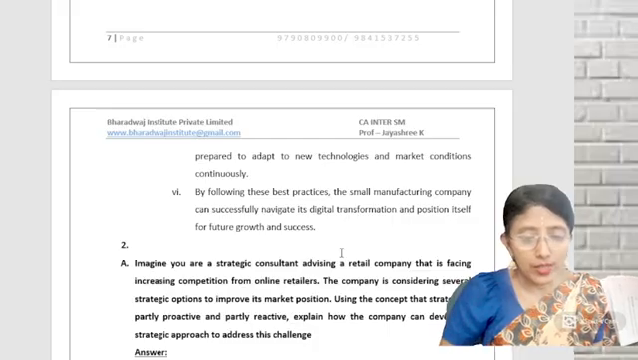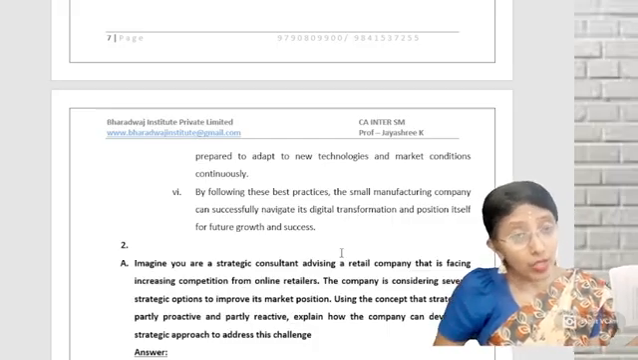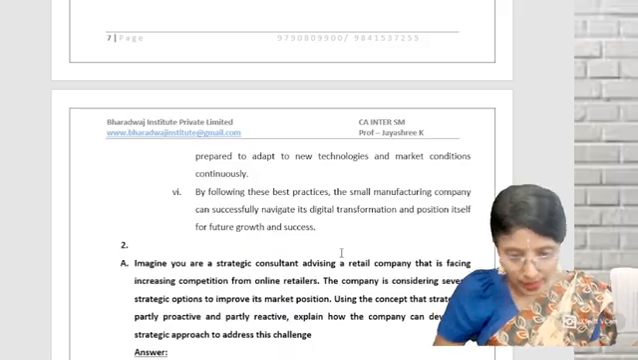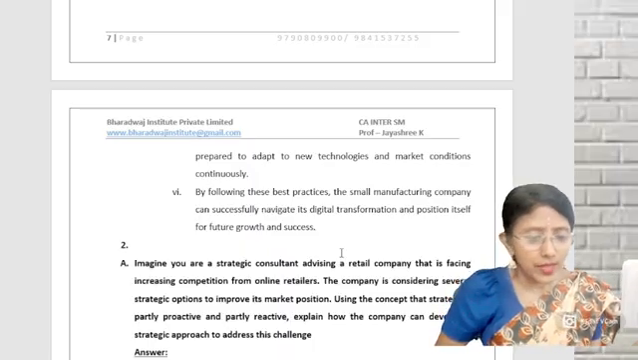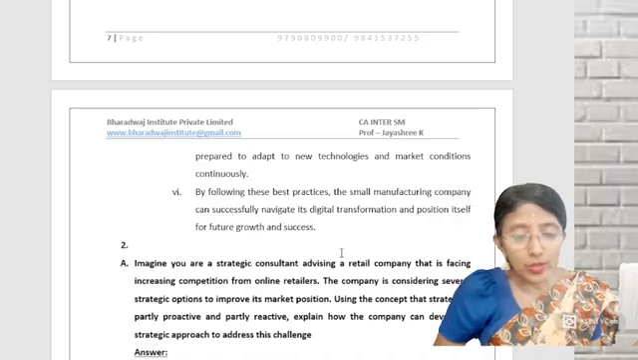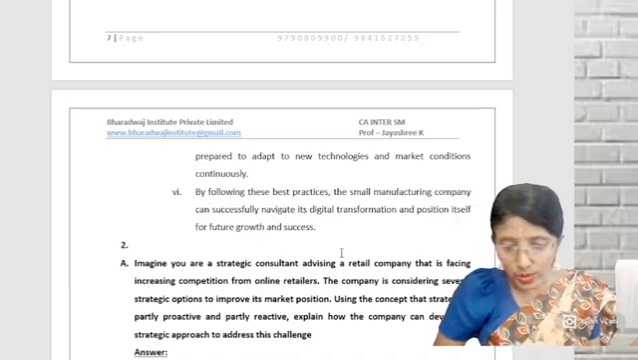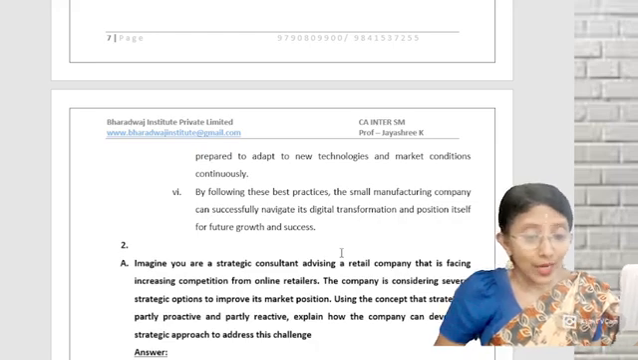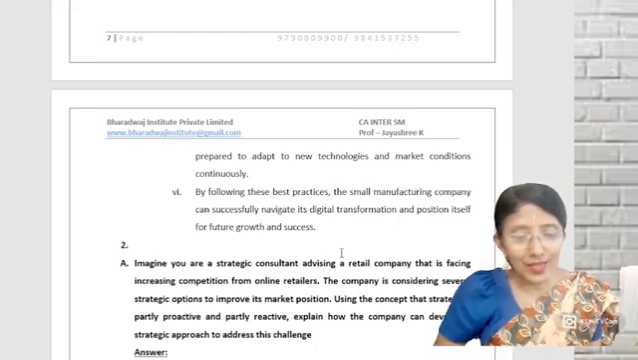Imagine you are a strategic consultant advising a retail company that is facing increasing competition from online retailers. The company is considering several strategic options to improve its market position, using the concept that strategy is partly proactive and partly reactive. Explain how the company can develop a strategic approach to this challenge.